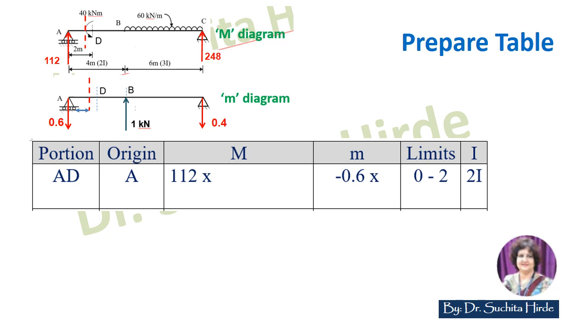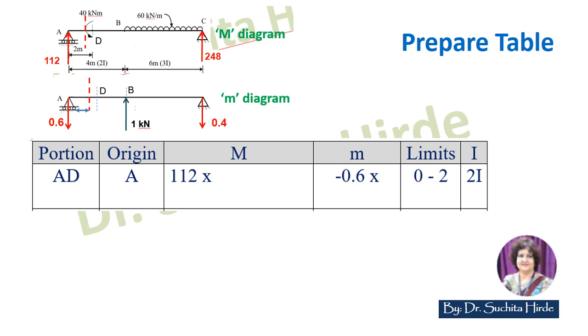For portion AD, we will take A as origin. That means we are measuring x from A. Capital M means the bending moment equation for the first beam, and small m means the bending moment equation for the second beam. So capital M is equal to reaction into x, that is 112x. And small m is equal to reaction, that is 0.6 into x. Since it is downward, we have to write minus 0.6x. The limits from A to D are 0 to 2 meter. And for portion AD, the moment of inertia is 2I.